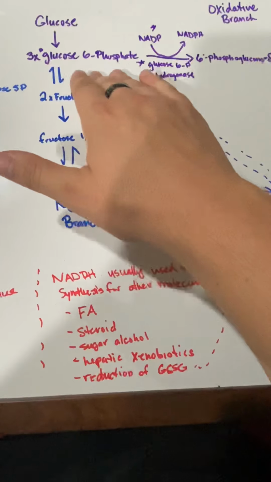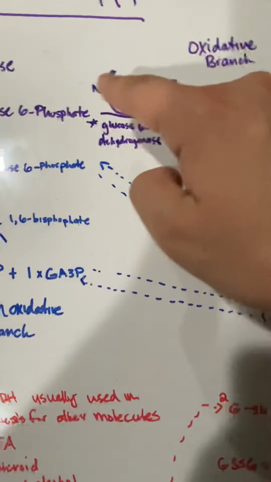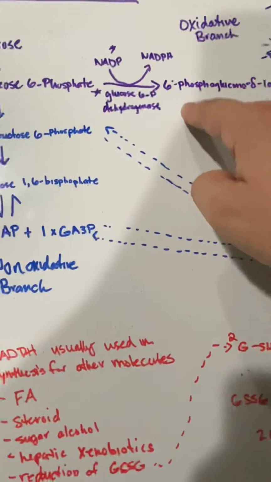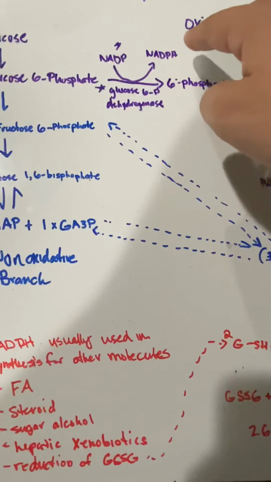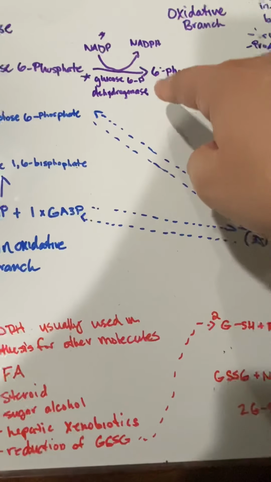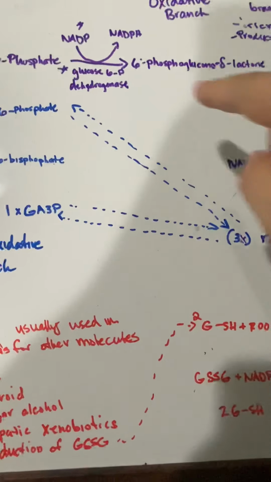So we're going to go from here, and we're going to have NADP, NADPH. I'm going to put stars next to the things that we have to know. It has a bunch of extra information on it. But something to note is that we make NADPH here, and that is done by glucose 6-phosphate dehydrogenase, okay?